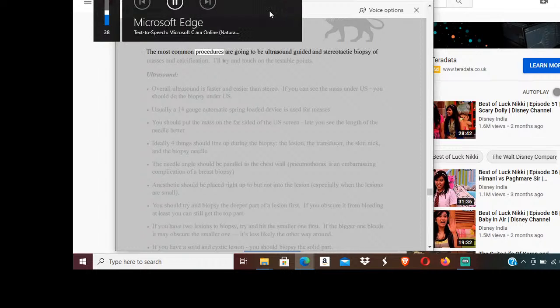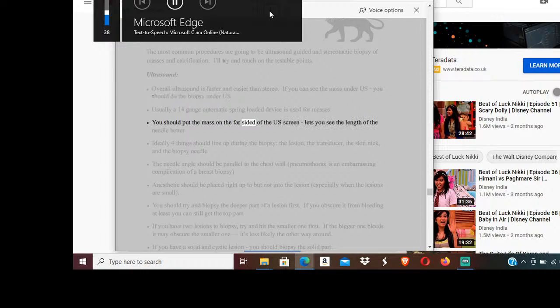The most common procedures are going to be ultrasound-guided and stereotactic biopsy of masses and calcifications. I'll try and touch on the testable points. Ultrasound. Overall, ultrasound is faster and easier than stereo. If you can see the mass under US, you should do the biopsy under US. Usually a 14-gauge automatic spring-loaded device is used for masses.